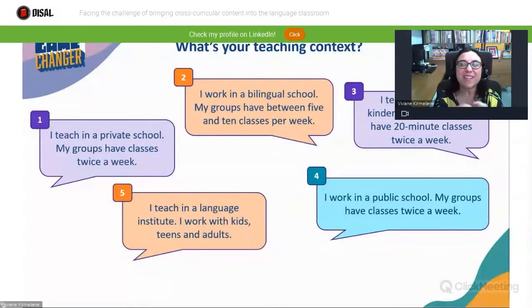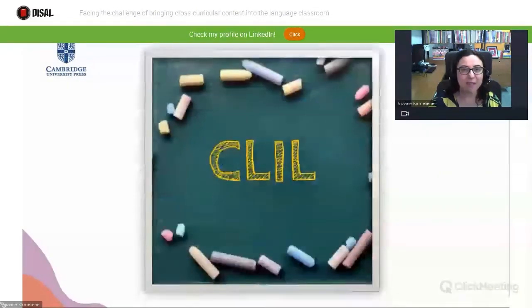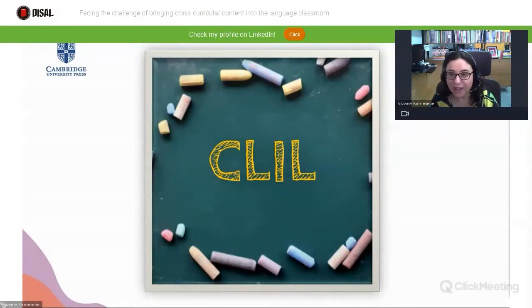But it's important to know that there is an organized, a systematic way, or even better, an approach that we can use to work with content from other subject areas in our classes. And this is CLIL. All right. So CLIL is the acronym for this approach in which we work with other subject areas. And then I'd like your help. I'd like you to write what CLIL stands for. What do you think it stands for?